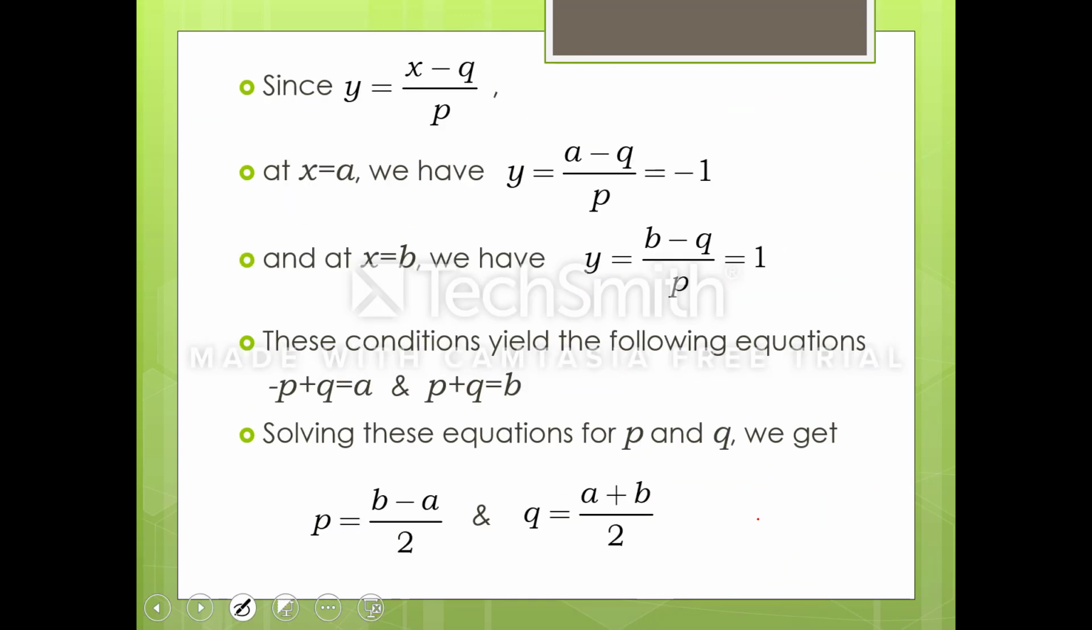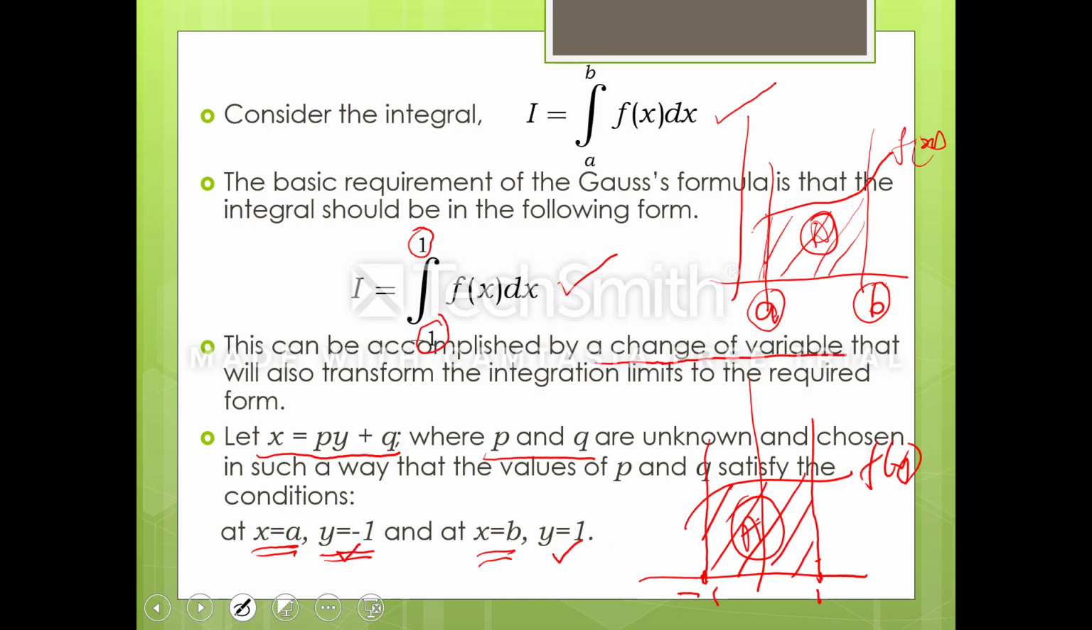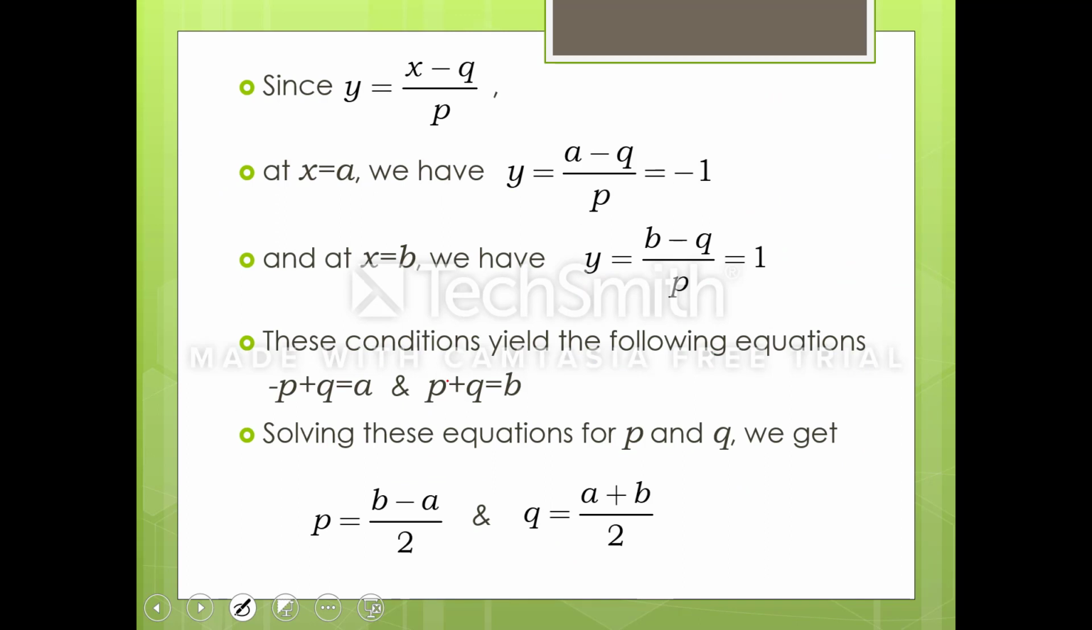Now, based on the expression which we have assumed, we can write y is equal to (x minus q) by p, only arithmetic manipulation is there. If this is the condition at x equal to a, we can write y is equal to -1, and this also we can say. Based on these conditions, we will get these equations.